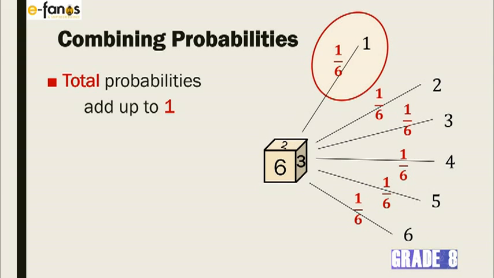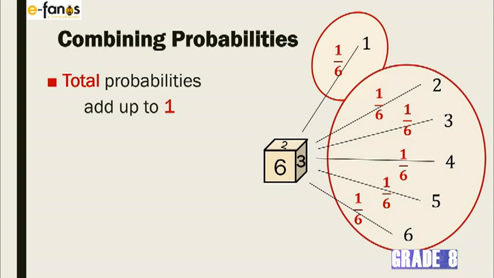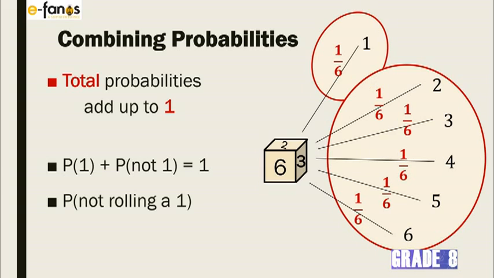We can also look at a particular event, such as rolling a 1, and then look at the probability of not rolling a 1. Again, we can see that these add up to 1. So we could write that the probability of not rolling a 1 equals 1 minus the probability of rolling a 1.